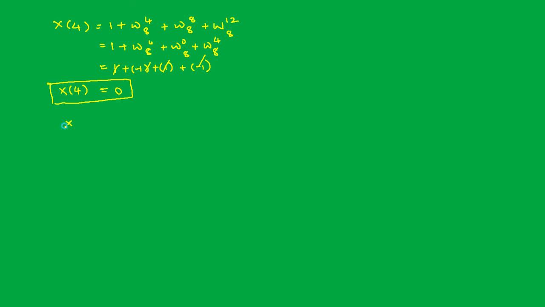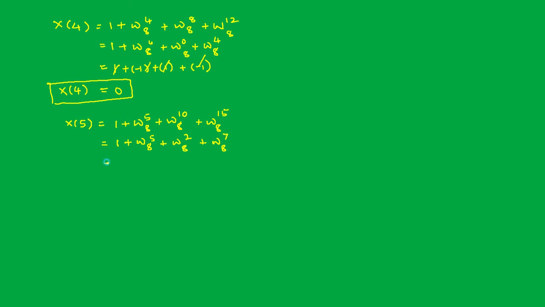And next we'll calculate x of 5, that is 1 plus W8 raised to 5 plus W8 raised to 10 plus W8 raised to 15. So again use the periodicity: 1 plus W8 raised to 5, plus 10 minus 8 is 2, W8 raised to 2, plus 15 minus 8 is 7, so W8 raised to 7, right?